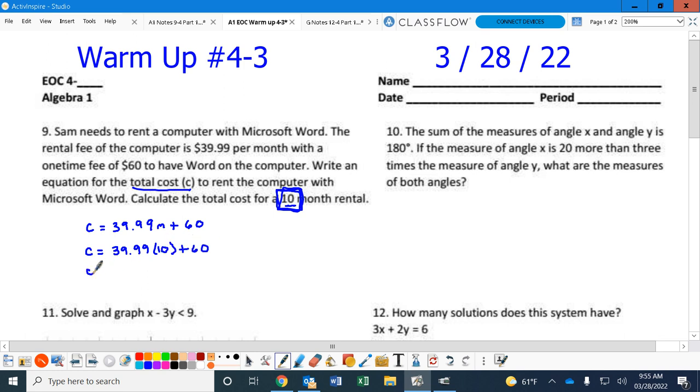And your calculator will do all this work for you. Go and grab your calculator, type that in. 39.99 times 10 plus 60. Just do it all in one swoop. It will do the order of operations for you. When you multiply that, what do you get? 90? Okay, perfect. So that would be $459.90.